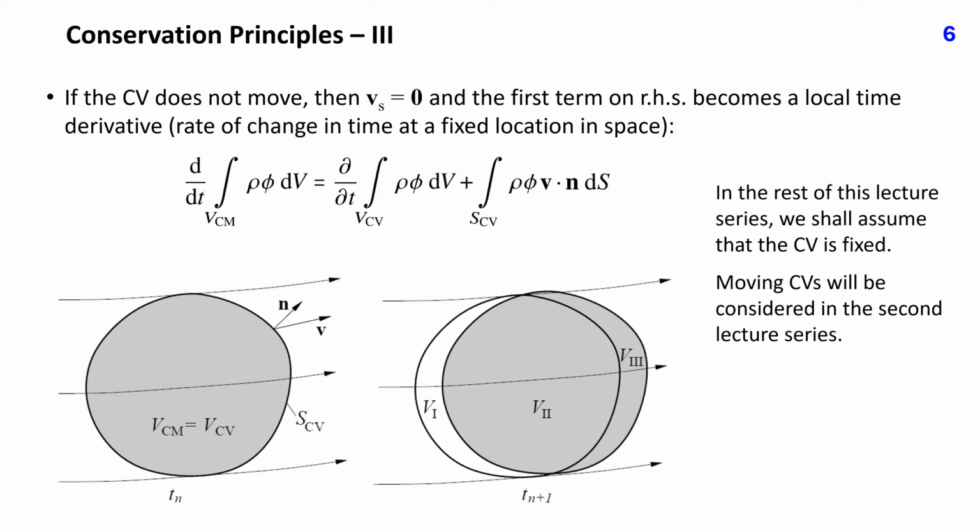The latter is fixed in space and thus stays at the same location, while the control mass moves on with fluid velocity. The first term on the right-hand side is related to the difference between content within volumes V1 and V2 at time Tn plus 1 and the same volume at time Tn, while the second term represents the net flux through the control volume surface. In the rest of this lecture, we shall assume that the control volume is fixed. Moving control volumes will be considered in the second lecture series.